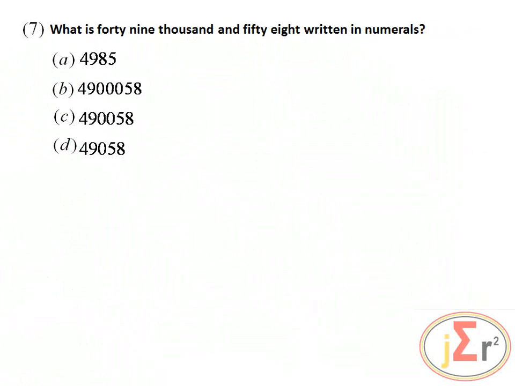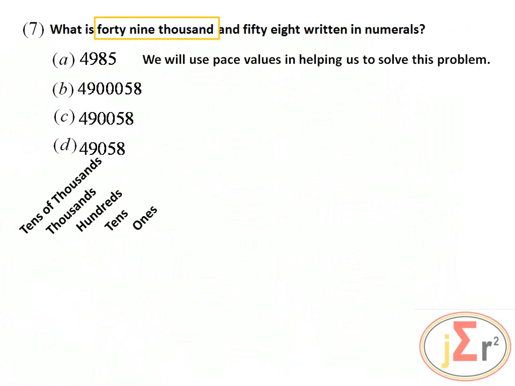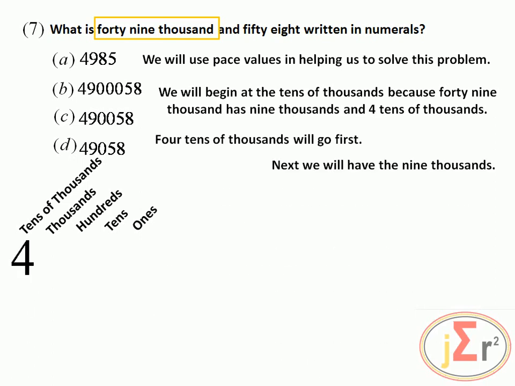What is 49,058 written in numerals? We will use place values in helping us to solve this problem. 49,000, what does that mean? We will begin at tens of thousands because 49,000 has 9 thousands and 4 tens of thousands. So 4 tens of thousands will go first. Next we will have the 9 thousands.